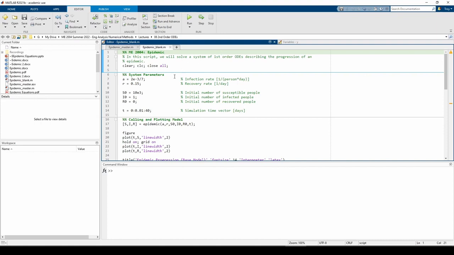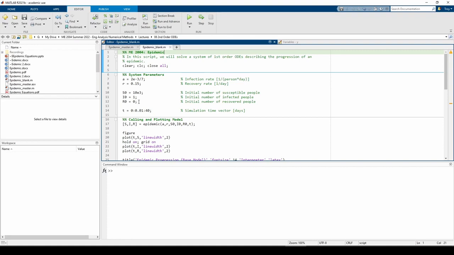Here I have a script with some parameters already typed out at the top. The A and R parameters are taken directly from the problem statement. We then have three initial conditions, S0, I0, and R0. According to the prompt, the city initially has 10,000 susceptible people and a single infectious person. This implies R0 equals 0 because in order to be recovered, you must first be infected, so there can't be any recovered people when the epidemic is first introduced to the city at t equals 0.